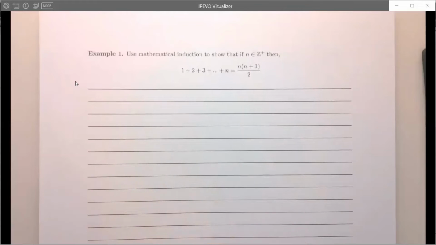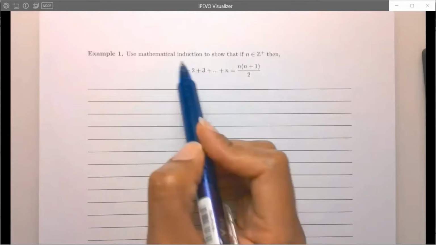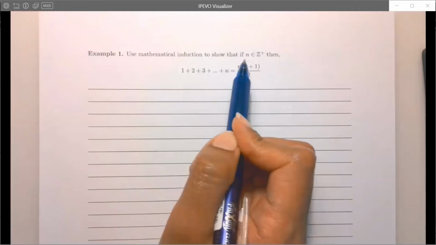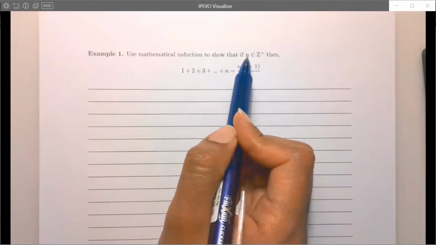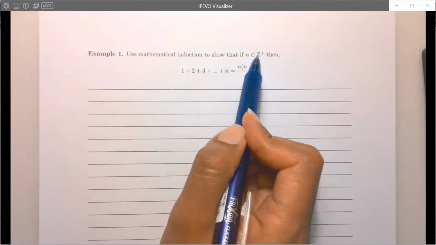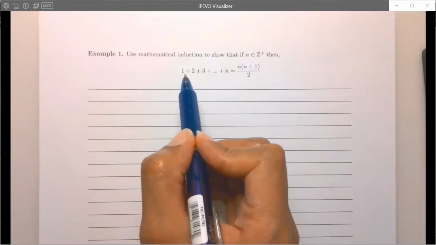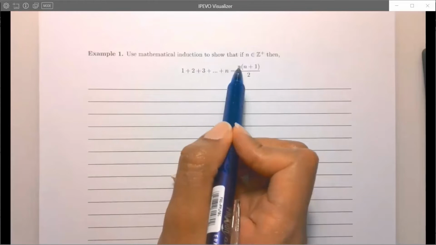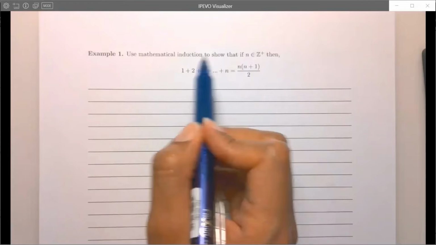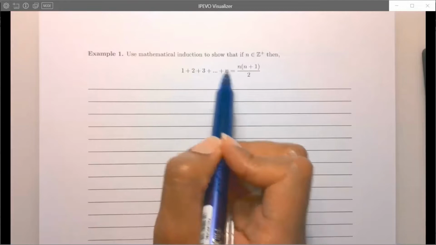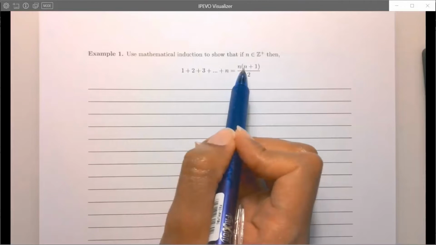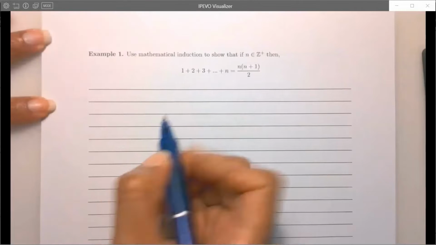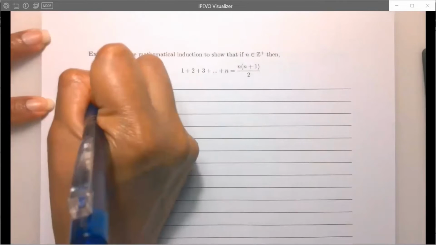Okay, so let's try to apply mathematical induction to the following problem. They're asking us to show that if n is a positive integer, remember this is read as n is in the set of positive integers, then the sum of 1, 2, 3 all the way to n is the same thing as n times n plus 1 over 2. It'll give you the same result. Adding the first n positive integers is the same as taking n, multiplying it by the next number, and dividing by 2. All right, so we said the very first step that we want to take is to define a propositional function.